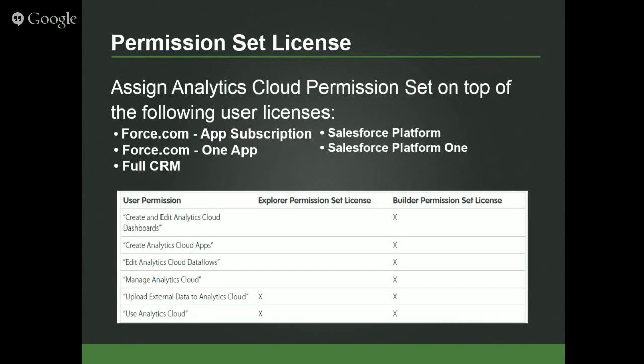What also comes into play is these permission set licenses have to be added on top of an existing Salesforce license, and only of the following type: App, One App, Full CRM, Platform, or Platform One. It means you're not putting it on top of a Chatter Free license. So not only does somebody need access to Analytics Cloud, they need to have some type of Salesforce license as well too. That then leads into the set of permissions.